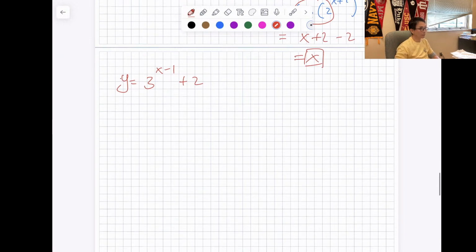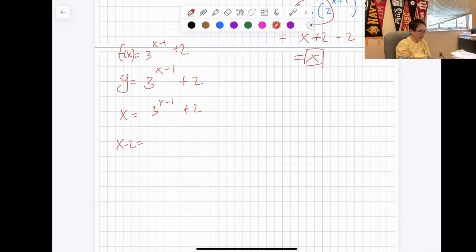Now, I'm going to find an inverse. First thing, I switch. I know this is f of x. f of x equal to 3 to the x minus 1 plus 2. I'm going to switch: x equal to 3 to the y minus 1 plus 2. Is that okay? I move 2 to the other side, so x minus 2 equal to 3 to the y minus 1. Is that right?